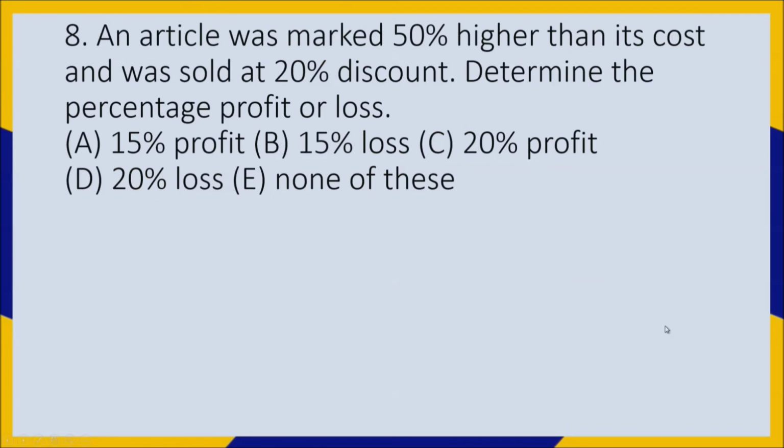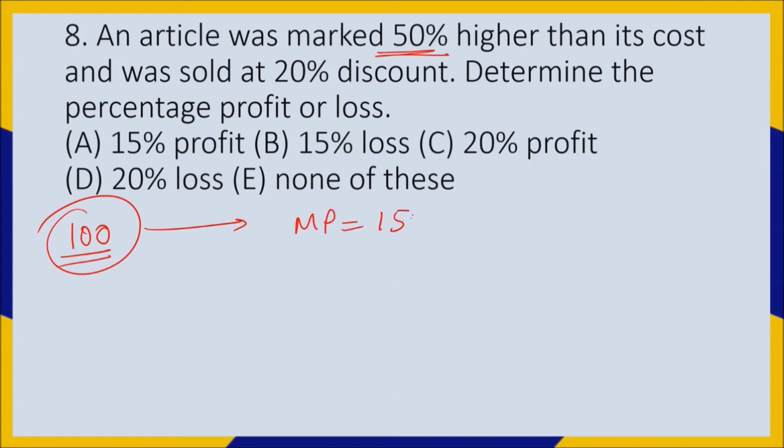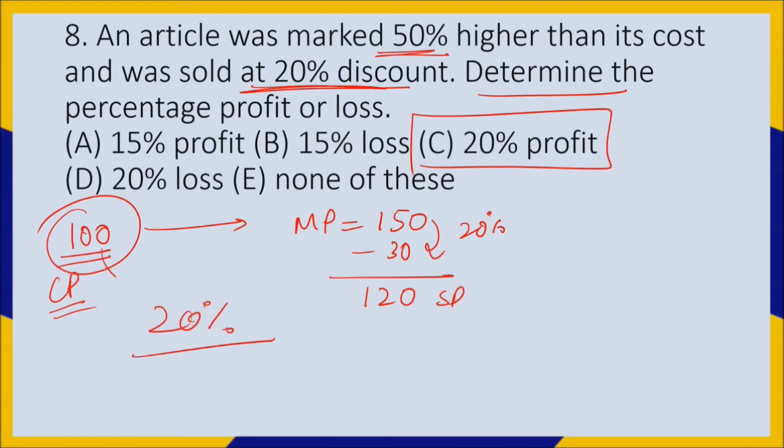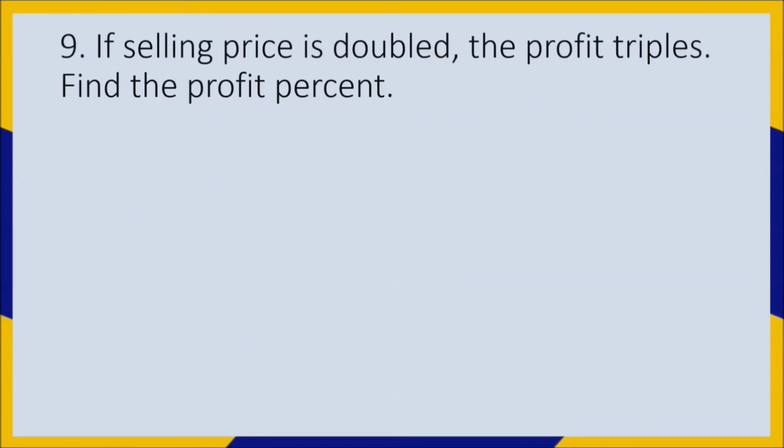Question number 8. An article was marked 50% higher than its cost price. So let us say cost price is 100. फटाफट करने का होता है, बीच में कहीं रुकना ही नहीं, सीधा आपको बोला है 50% हायर. सो असयूम करो आपकी कॉस्ट प्राइस 100 है और वहां से आपकी मार्क प्राइस हो जाएगी 150. ठीक है, there is a discount of 20%, so we give 20% discount on 150 which is 30. So therefore you are selling at 120. Determine percentage profit. 100 was a cost price, selling price हो गया आपका 120 and you are getting 20% का profit. So this is 20% profit. This is easy.